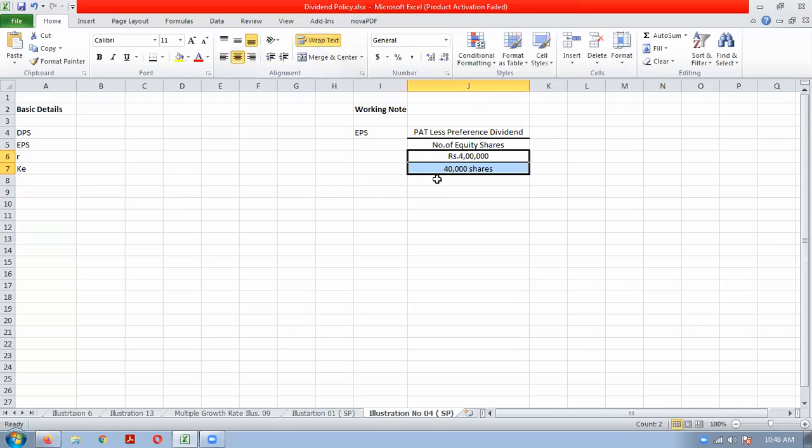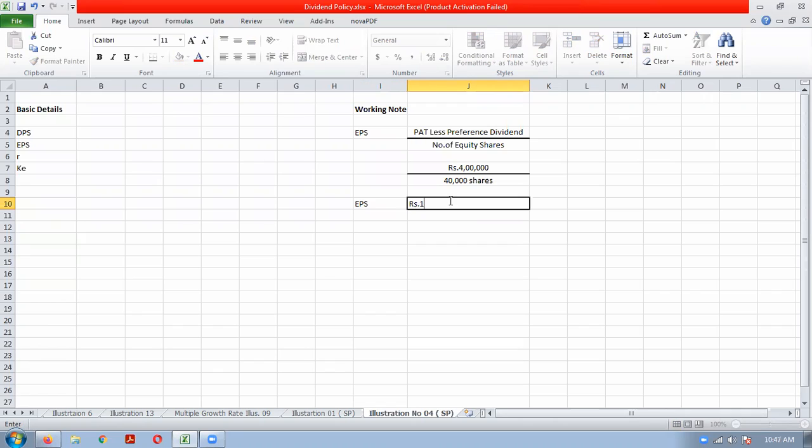4 lakh divided by 40,000. So what will be the EPS? Earnings per share will be 4 lakh divided by 40,000. How much? Rupees 10 per share. Clear? Similarly, we can find out the dividend per share also.